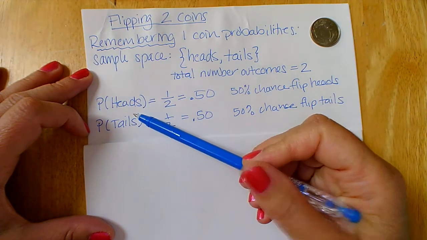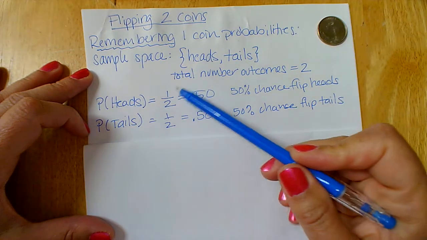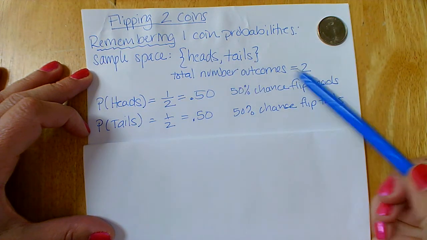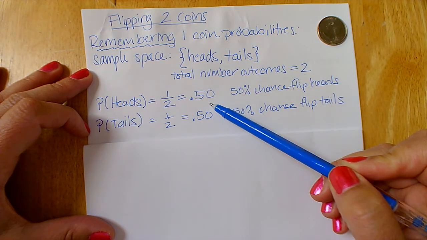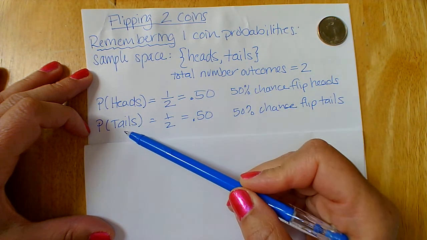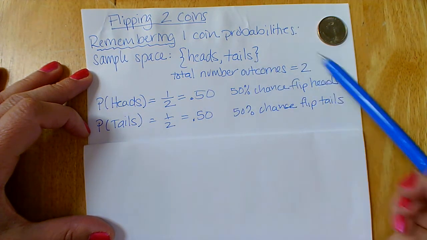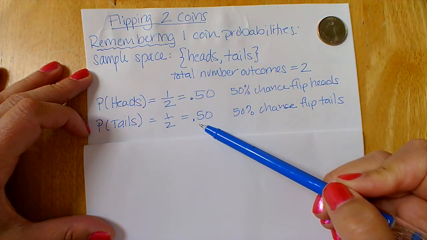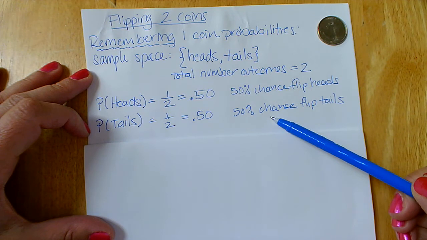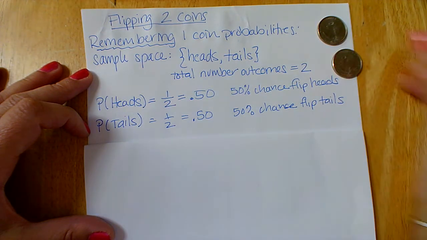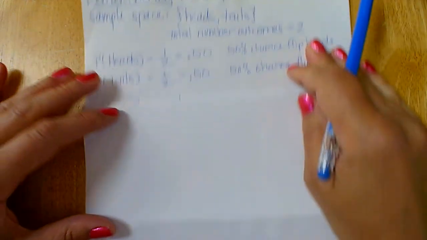The probability of flipping a heads is 1 out of 2 because there's only one heads out of 2 total outcomes. That gives us a probability of 0.50, which is a 50% chance we flip heads. Probability of tails, there's only one tails out of 2 outcomes, so 1 divided by 2, which is 0.50, which again is a 50% chance, but this time of flipping tails. Let's now move on to two coins.